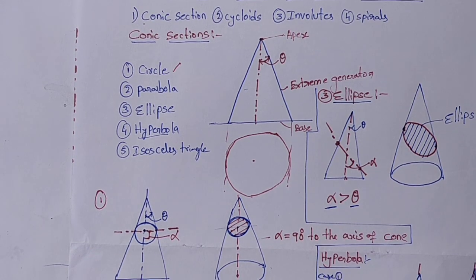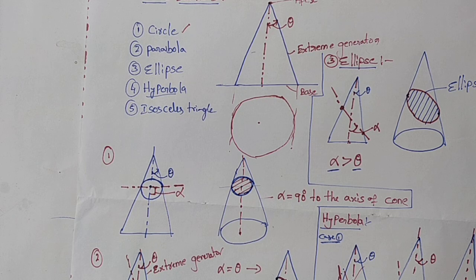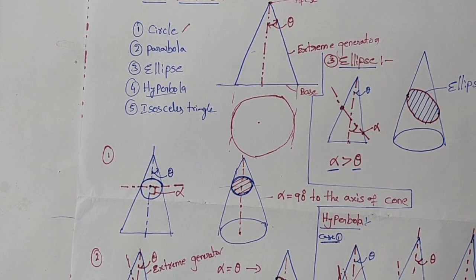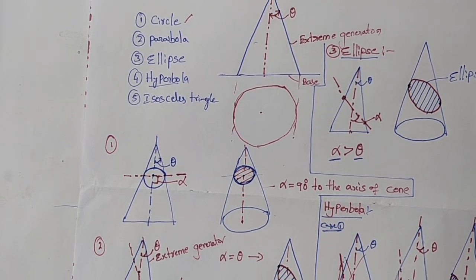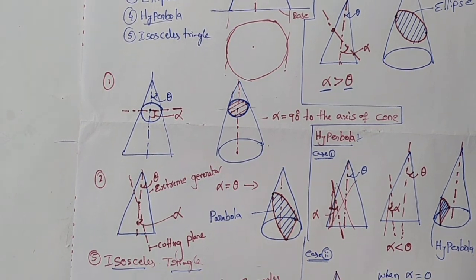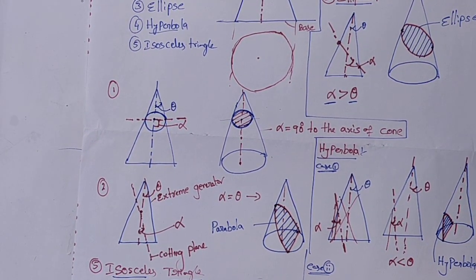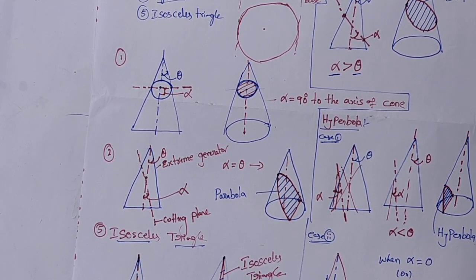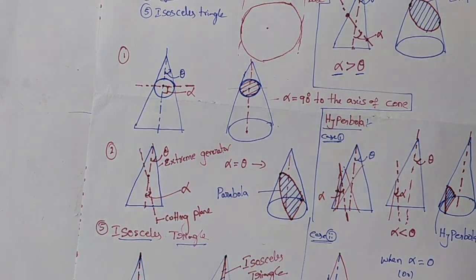First one is circle. The cone is cut by a section plane perpendicular to the axis. The surface at the cutting portion is known as circle. Suppose the cone is cut by a section plane parallel to the extreme generator, that is alpha equals theta. Then the curve formed due to the cutting of the cone at that surface is known as parabola.